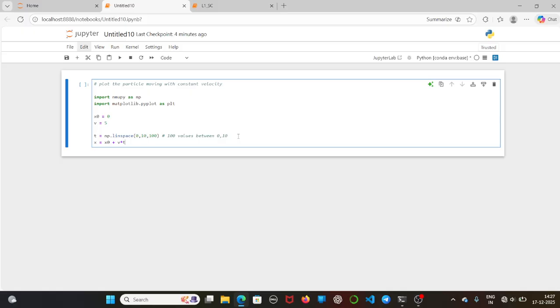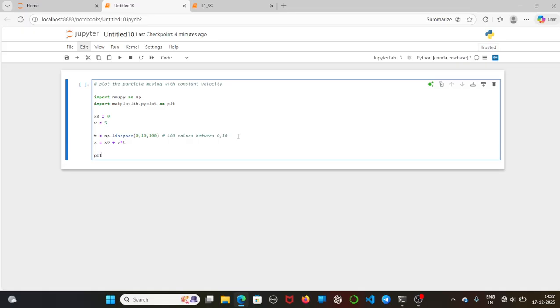You already know that if the particle is moving with a constant velocity, then its position at any time t is given by x equals x naught plus vt. x naught is the point where time is equal to 0. So now I am going to plot, plt.plot. This is the function we use. We want to plot x and t.